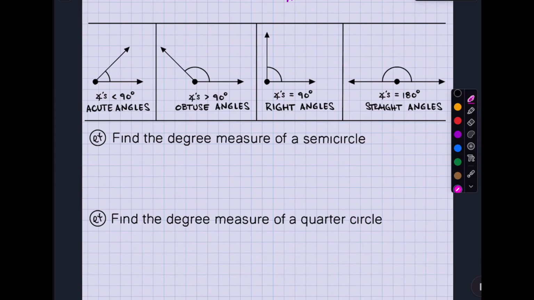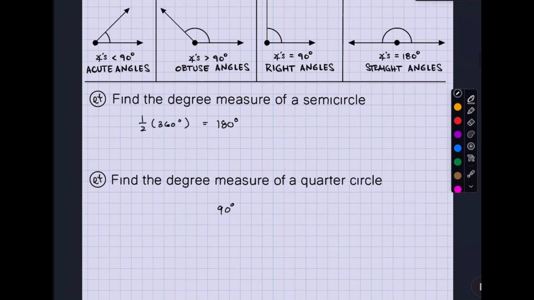Nothing? So find the degree measure of a semicircle. How many degrees would a semicircle be? 180 degrees. Yes? How about a quarter circle? Excellent. Right? Semi means half, so you can actually do 1/2 times 360 degrees, and you'll get 180. A quarter would be 1/4 times 360, and get 90.